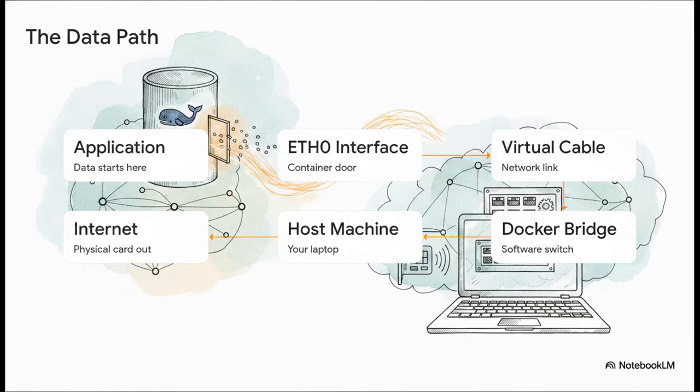Let's move to the exact path and see how this builds. Data starts at the application inside your container. It moves out through the container interface, ETH0, travels right along that virtual network cable, hits the Docker bridge network, and finally reaches your host machine. From the host, it then gets pushed out through your real physical network card to the vast internet. Take just a second to visualize that step-by-step flow because it's the absolute foundation for everything we're about to decode.